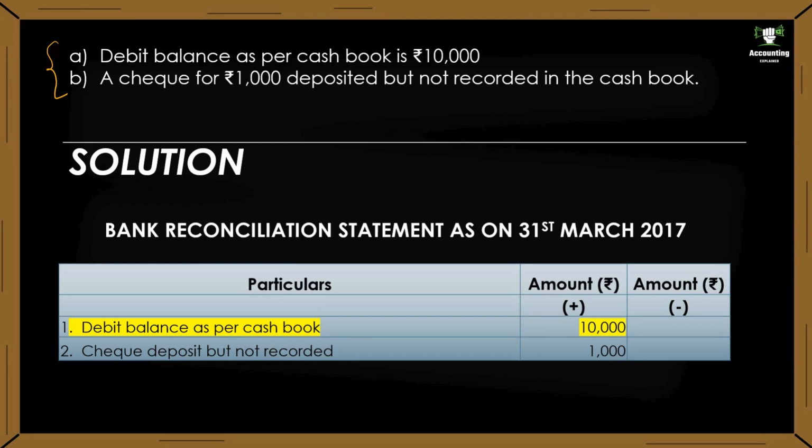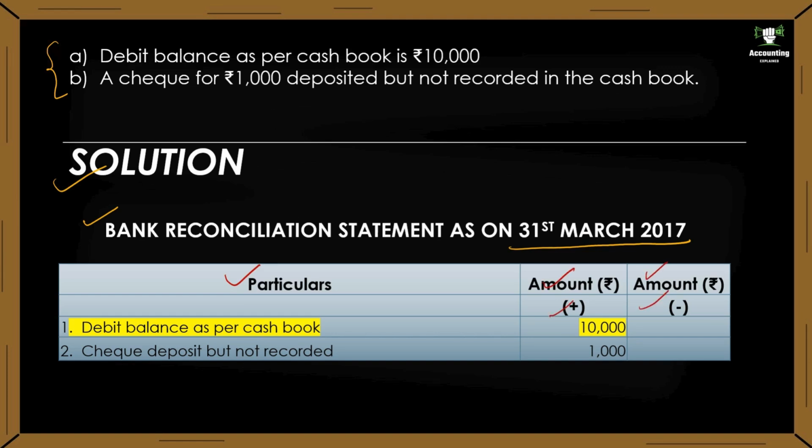prepared in 2 ways, that is single column and double column, and double column BRS is widely used. So in the solution we are going to use double column BRS. The heading for the question is bank reconciliation statement as on 31st March 2017, because we have the cash book balance as on 31st March 2017. Now under double column BRS we are going to have the following columns: particulars, amount plus and amount minus.